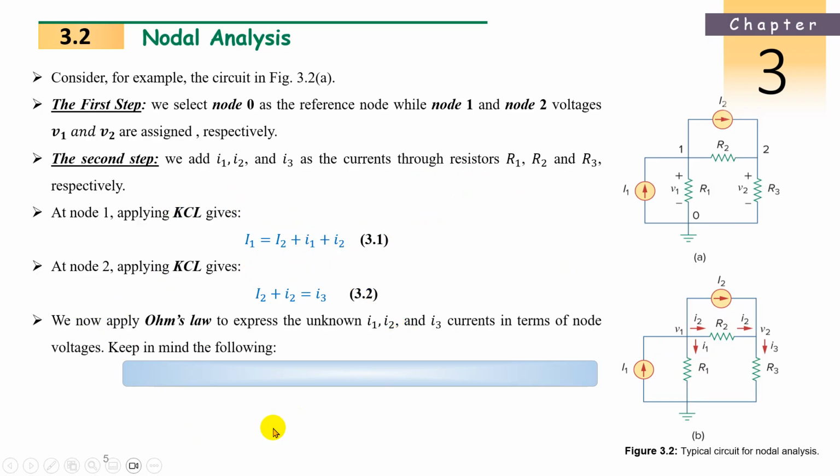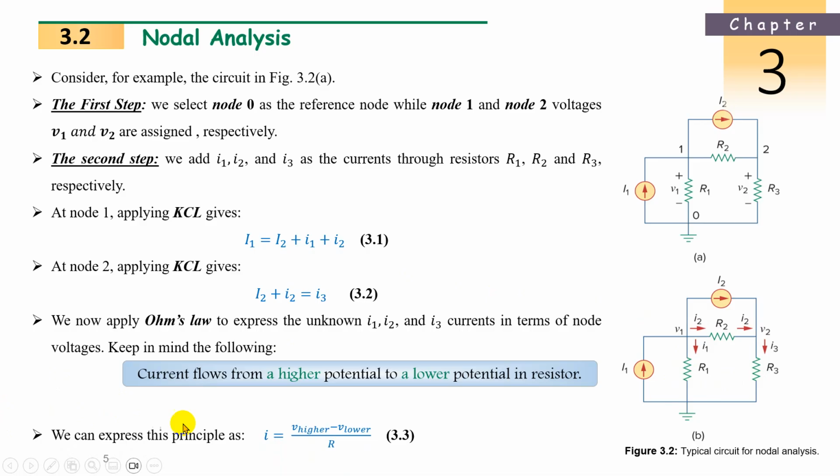Now, there is a term: current flows from a higher potential to a lower potential always. Like V1 to 0, higher potential to lower potential. V2 to 0, ground, lower potential. So we use the equation I equals V higher potential minus V lower potential, divided by R, Ohm's law. For V1 to this ground, what is the lower potential? 0. So V1 minus 0 it is.